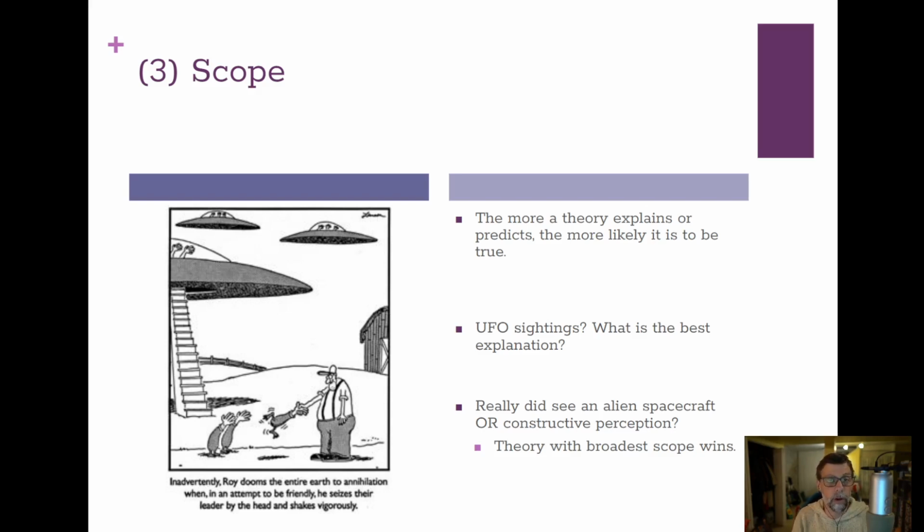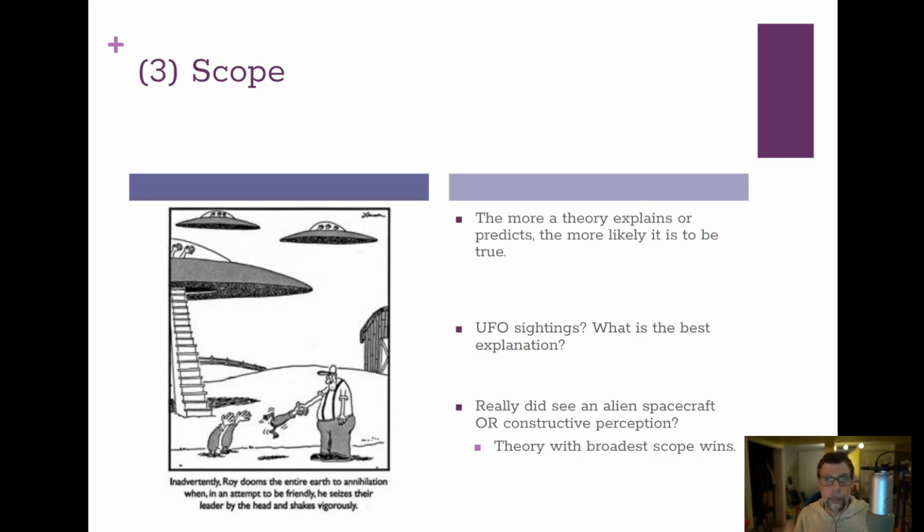Or think about UFO sightings, right? Well, let's look at competing theories. So here's one theory of what could be going on when people claim to see UFOs. One theory is that they really are seeing aliens from another dimension or galaxy or planet, right? If aliens were real, that would explain alien sightings if those aliens were visiting Earth.